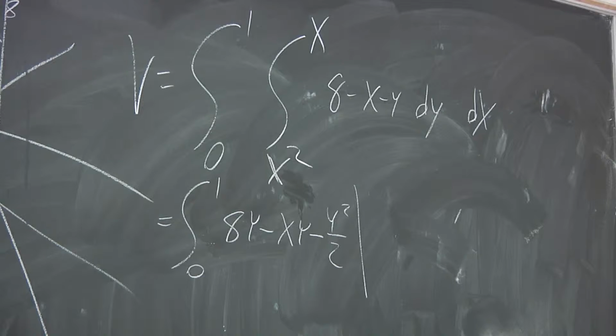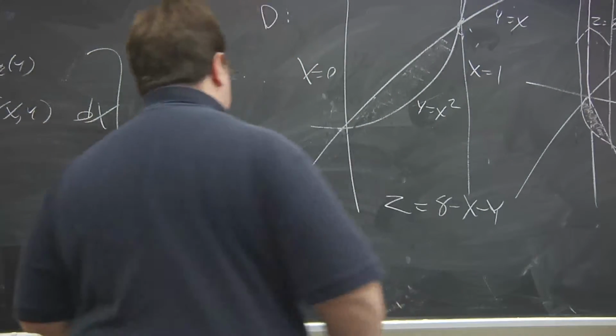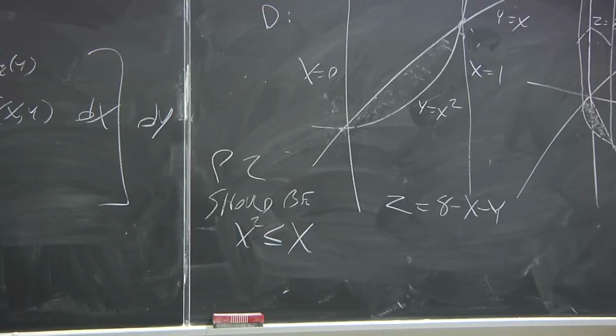Yeah, so this is page 2. It should be x squared is less than or equal to x.